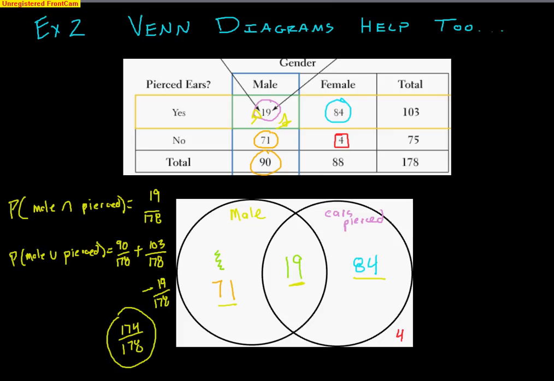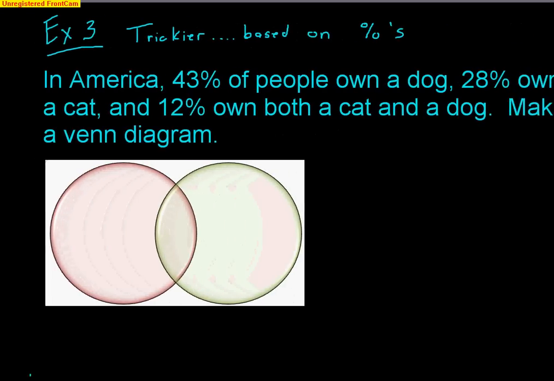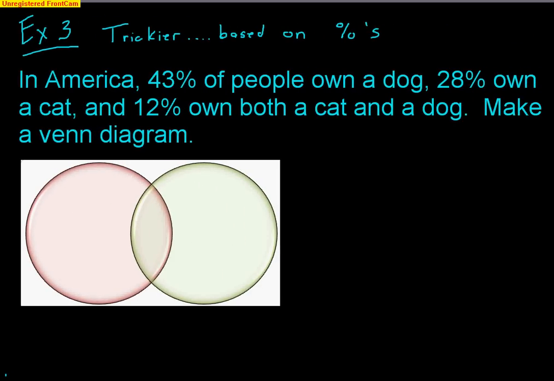So again, Venn diagrams make it really, really easy to understand this idea of overlap. And I really need you to understand that these numbers, 71, 19, 84, and the 4, are all very, very specific values that are found using that two-way table. Okay, the last type of problem here is a little bit trickier because it's not based on a two-way table, it's based on percentages. But it's actually fairly easy if you just walk yourself through it.